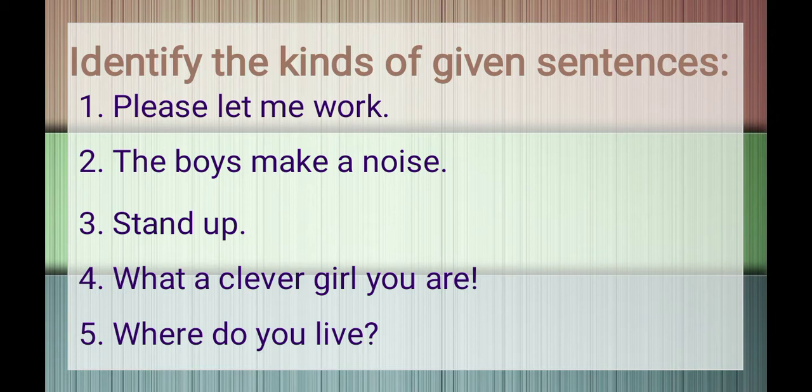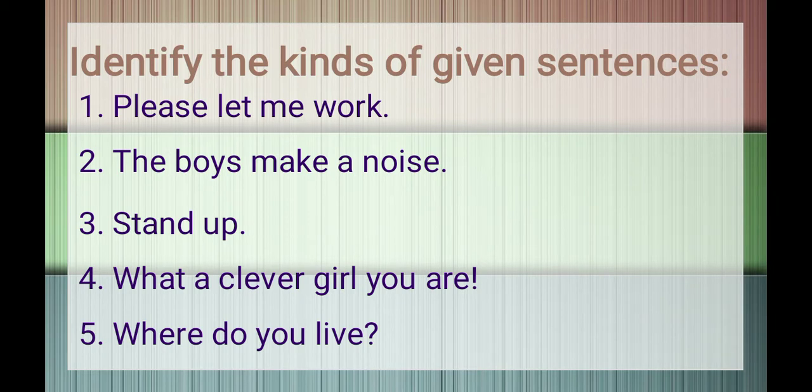Let's go to number 4. What a clever girl you are. First of all, see, there is no full stop. There is sign of exclamation. This is one hint to understand which type of sentence this is. And another, here we are getting a feeling, right? This sentence is expressing a feeling. That means this sentence is exclamatory sentence. What a girl you are. The speaker is surprised here. So this is expressing feelings. That means what a clever girl you are is an exclamatory sentence.